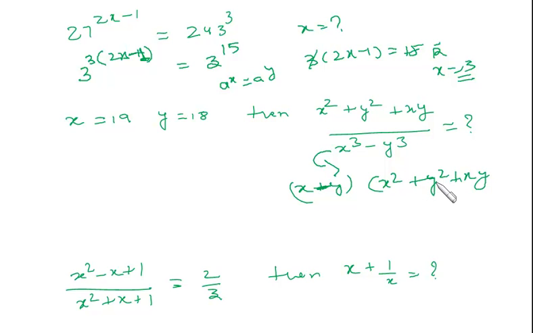Now you can see x square plus y square plus xy is there in the numerator, so this and this is cancelled. So you are left with 1 upon x minus y, right? Now that is 1 upon 19 minus 18, that's 1. So the problem becomes very simple if you are able to crack which algebraic formula has been used over here. So be careful, never ever put the values of x and y in these sort of expressions.